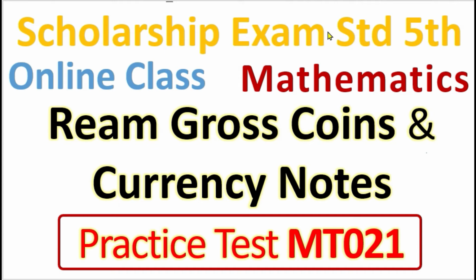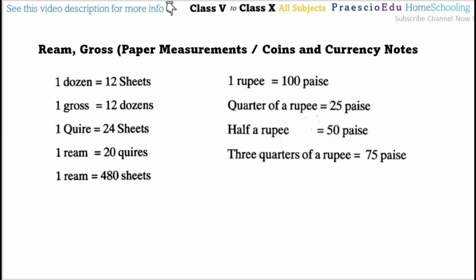This is the Scholarship Exam Standard 5th online class, subject mathematics, and the topic is ream, gross, or we can say paper measurement. And with this topic there is another subtopic, coins and currency notes also. So this is the solution of practice test MT021. As we know, this ream or paper measurement, their conversions.